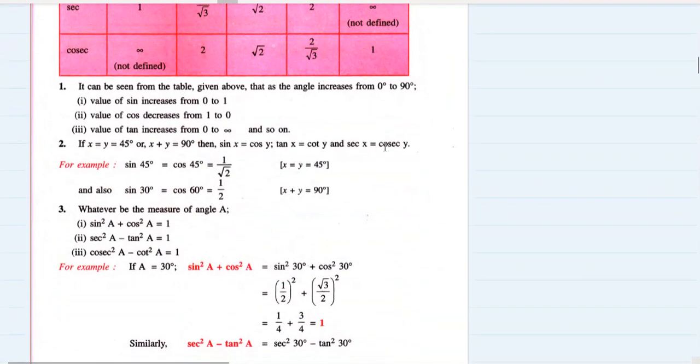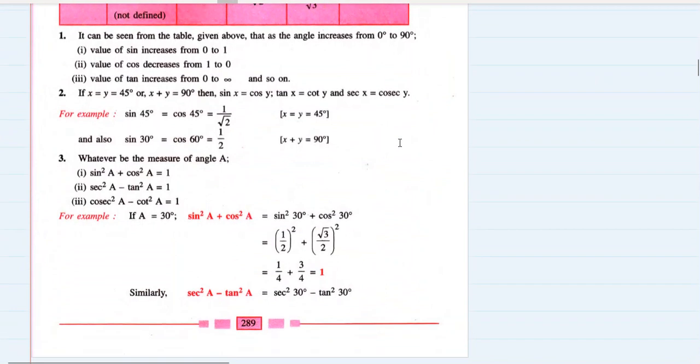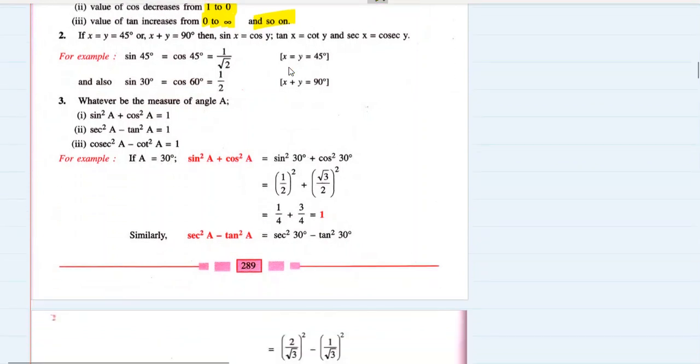Okay, so this is the table which we draw, and there are some observations which are given here. It can be seen from the table that as the angle increases from 0 to 90, the value of sine increases from 0 to 1, the value of cos decreases from 1 to 0, and the value of tan increases from 0 to infinity, and so on. So that's one pattern they have mentioned.